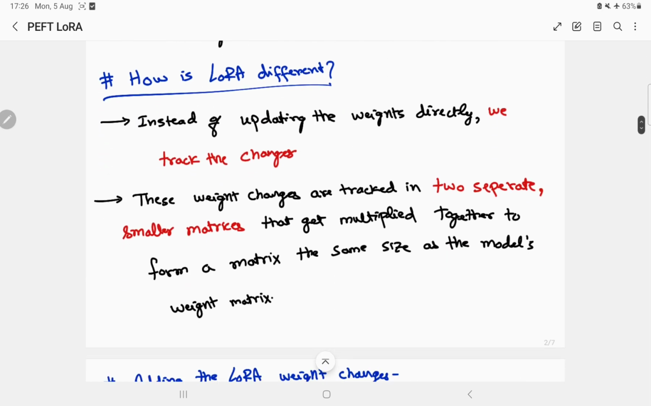And how is LoRA different? Instead of updating the weights directly, the idea is, can we somehow track the weight changes instead of updating the original weights directly? And these weight changes are tracked in two separate smaller matrices that get multiplied together to form a matrix of the same size as the model's original weight matrix.